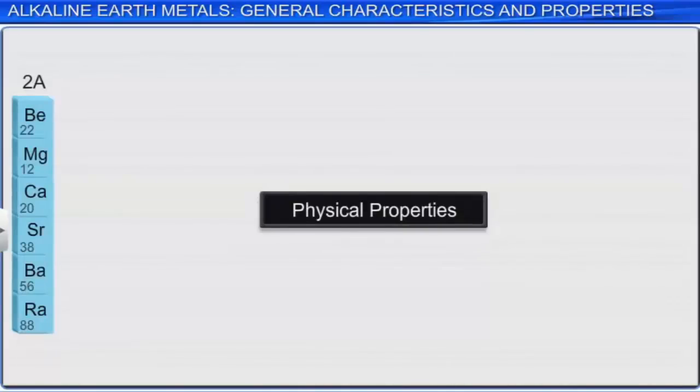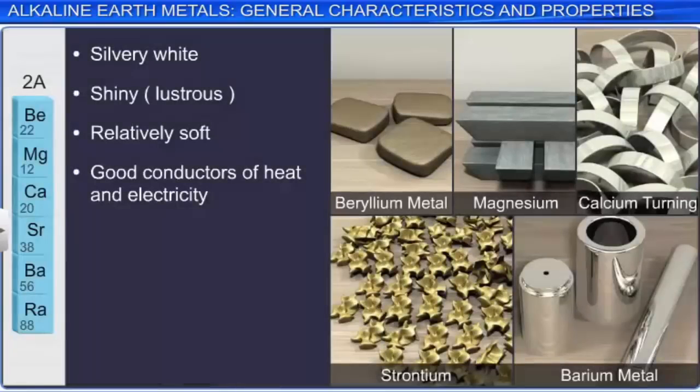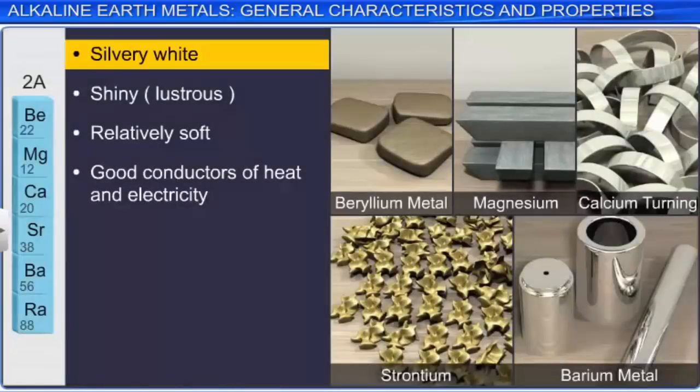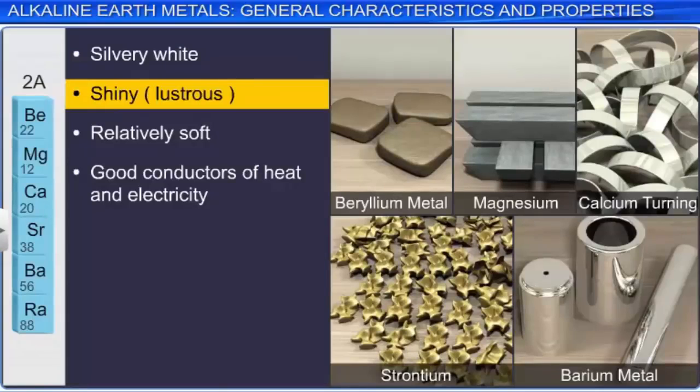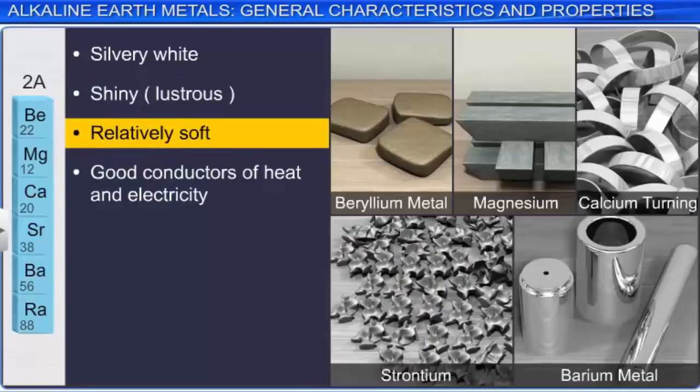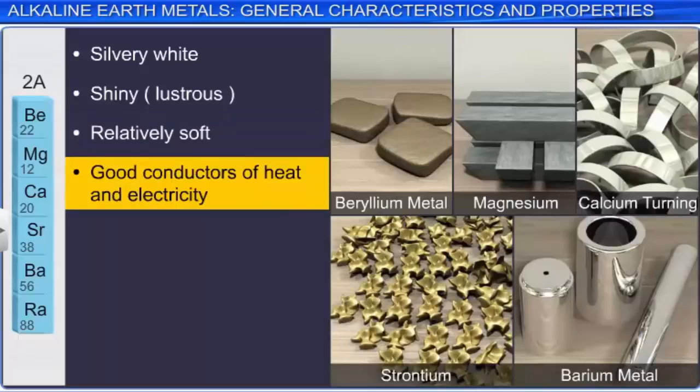However, let's discuss the physical properties of the group 2 metals. The alkali earth metals are silvery white, lustrous or shiny solids, although beryllium and magnesium may have a greyish cast to them. They are relatively soft metals, though harder than the alkali metals. Like all metals, they are good conductors of heat and electricity.